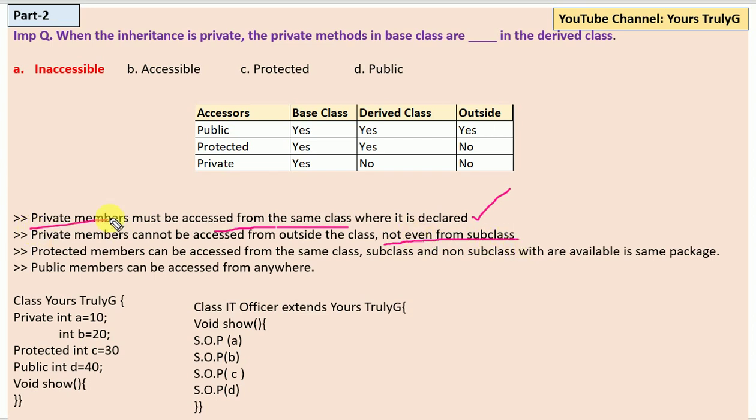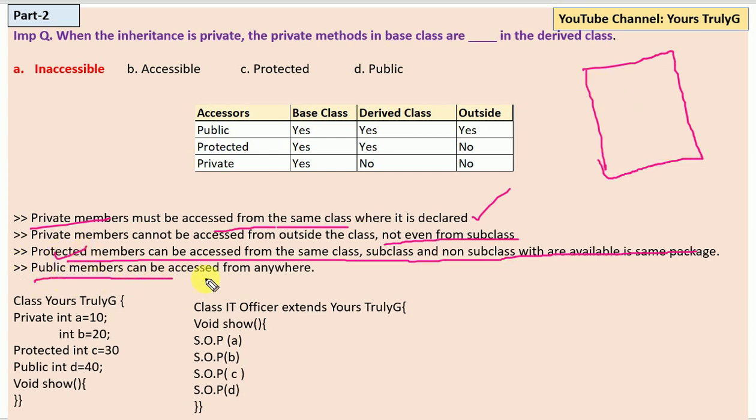Protected members can be accessed from the same class, subclass, and non-subclass within the same package. But the condition is that all these classes should be in the same package. Package is important for protected members. And public members can be accessed from anywhere. There is no restriction for public members. If you want to access a public variable, public method, anything, there is no restriction. But for private, there is one restriction: you can access only from the same class, not even from the subclass.